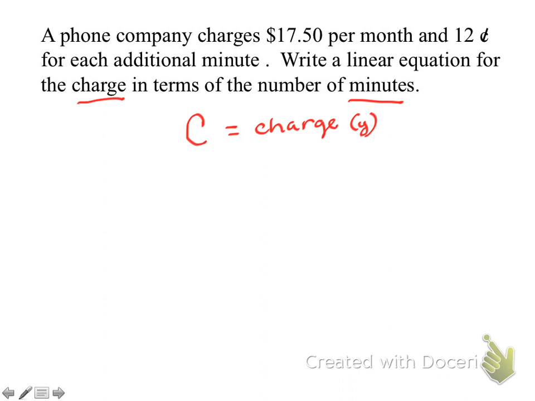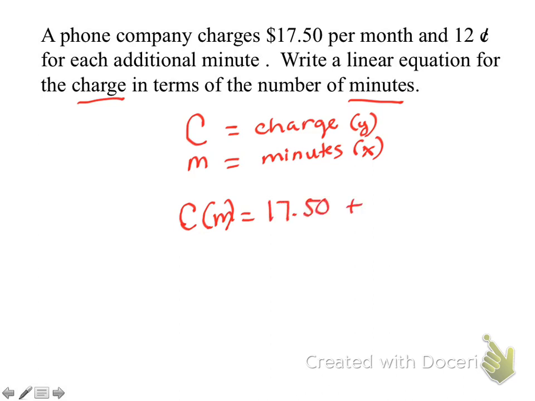No, it's a variable. Define it. M for minutes. M is for minutes. And that is like my X. Okay? So what would the equation in function notation be? C of M is equal to 0.12 M plus 17.5. Okay. How are they writing it? What's the starting point? 17.50 plus 0.12 M. Does that make sense?